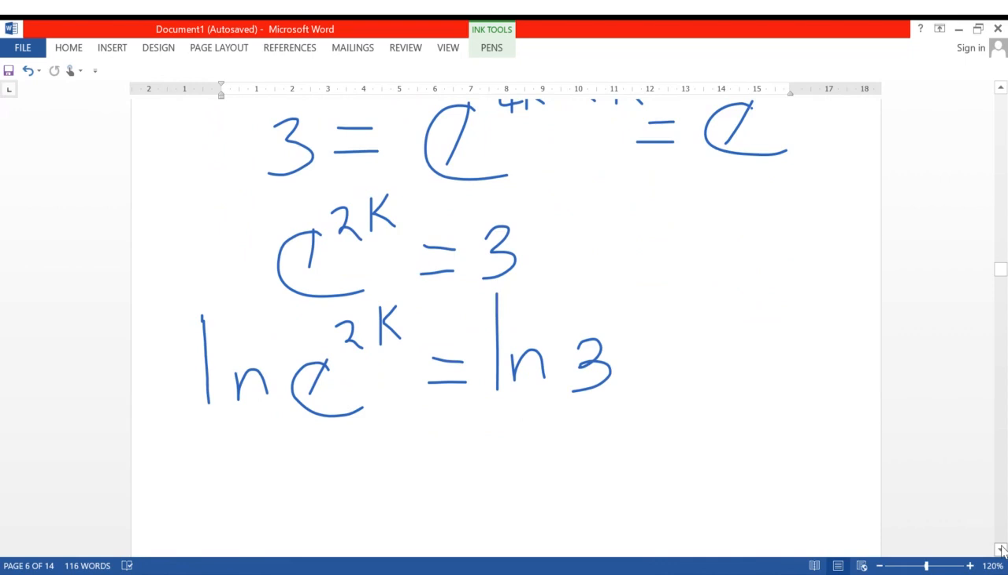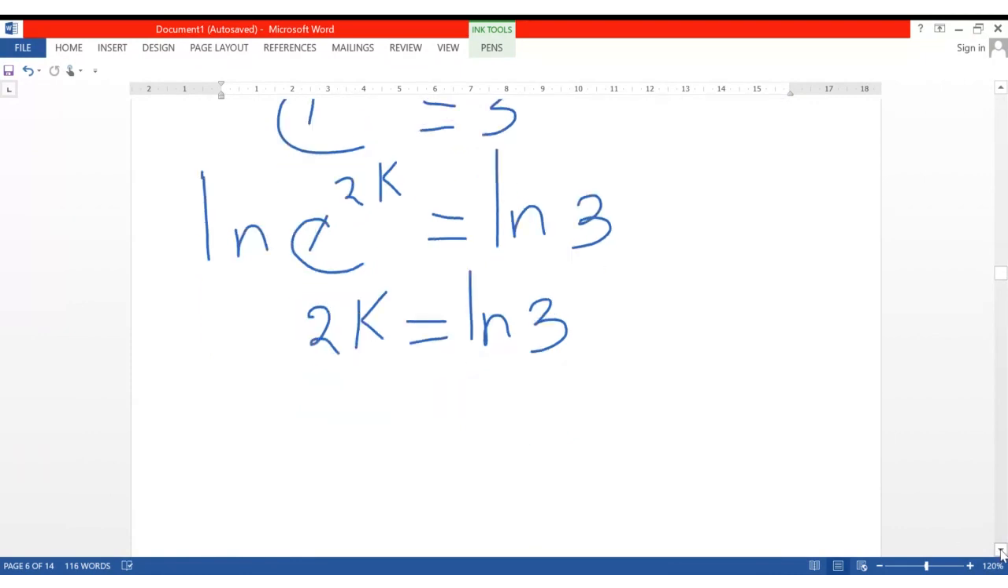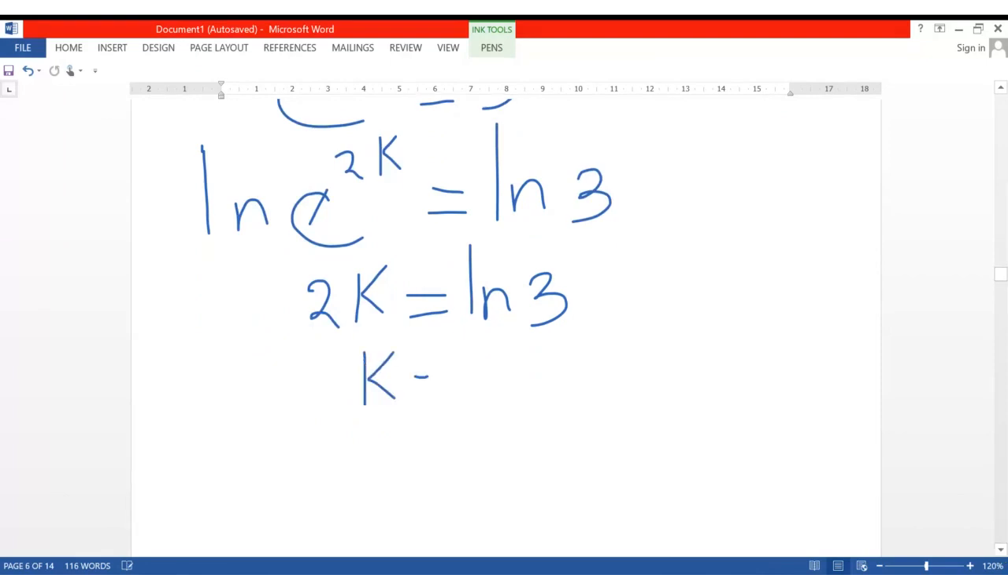We said ln and exponential, this one we reduce to like number one. So you'll end up with this side with only the power. So you'll end up with 2k on that side is equals to ln 3. That's the reason why we're introducing the ln, because on the left hand side, we shall end up with only the power. Let's solve for k. So k will be given by ln 3 all over 2.